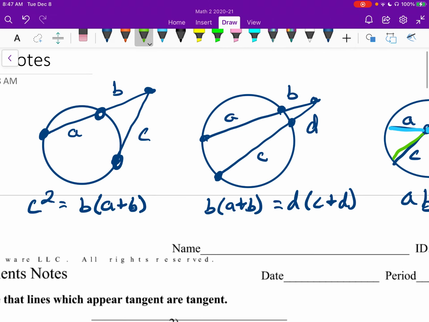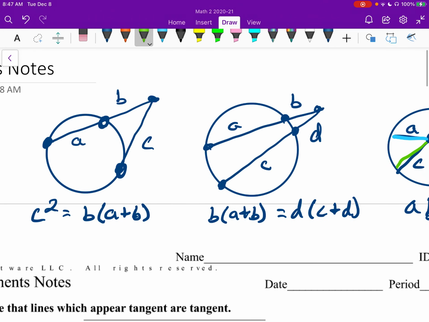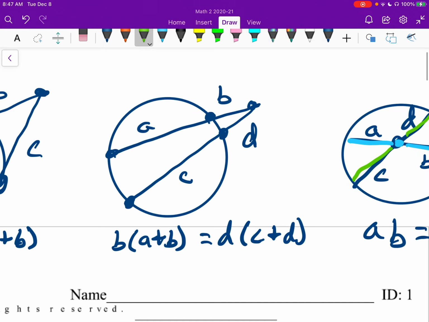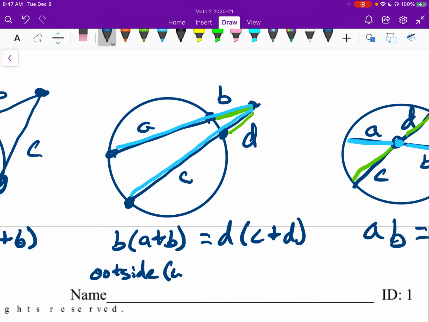And then we have two other formulas. Let's look at the middle one first. Our formula is B times A plus B. B is this piece here, and A plus B is the whole thing. And then we have D times C plus D, the whole piece. So we have the small times the whole big, or you could say the outside times the whole thing. And that's what we do for both of them.